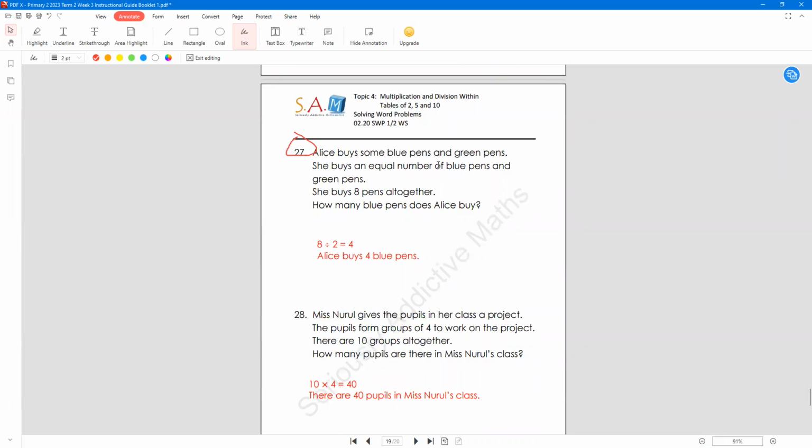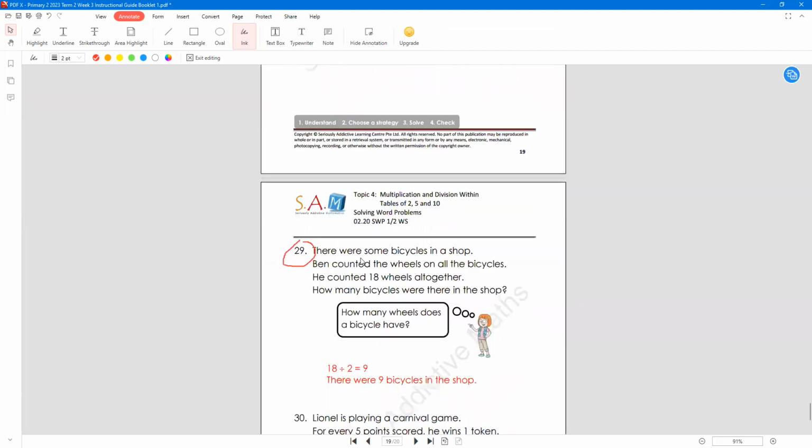This one is a bit different. She buys some blue pens and green pens. She buys an equal number. So that means blue and green is the same. If they're unable to see it, they can draw a model like that. This is half of it. This is blue, this is green. And then if this is 8 pens altogether, it'd be 8 pens divided by 2 groups. 8 divided by 2 equals 4.